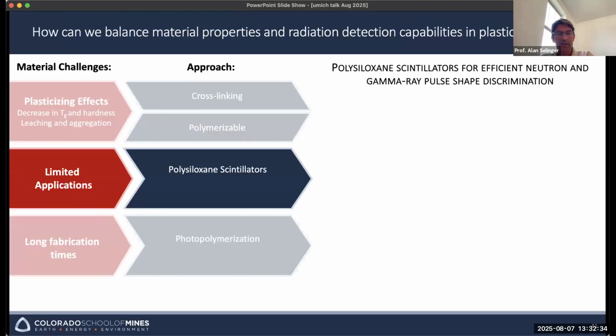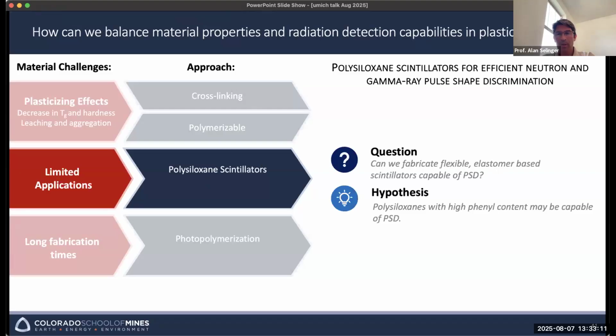Let's see, the next project I wanted to talk about was to change the matrix. Everything that I've been talking about so far has been a polystyrene-based matrix. So we wanted to see if this could work in polysiloxane or silicone-based matrices. Silicones are, of course, flexible elastomers, so one reason was: can we make flexible, elastomeric-based scintillators, and can we do this in even less time than one day?